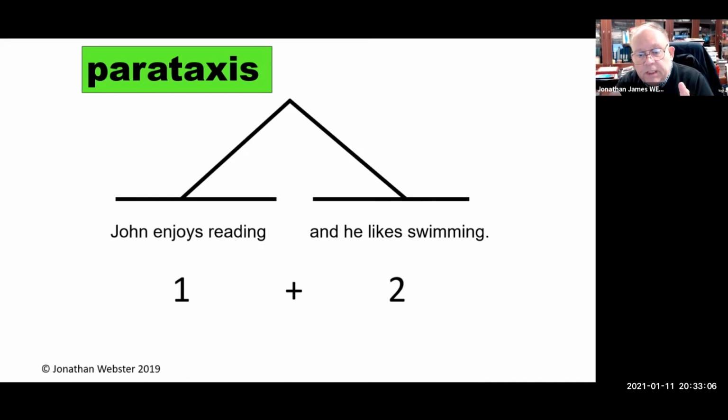John enjoys reading and he likes swimming. Now, I've combined two ideas here. How have I expanded them? I've expanded them, what we would say, paratactically. What that means is symmetrically, balanced. A sequence: 1, John enjoys reading, and 2, he likes swimming. Two equal ideas, grammatically equal. So there's symmetry here, balance, okay? That's parataxis.